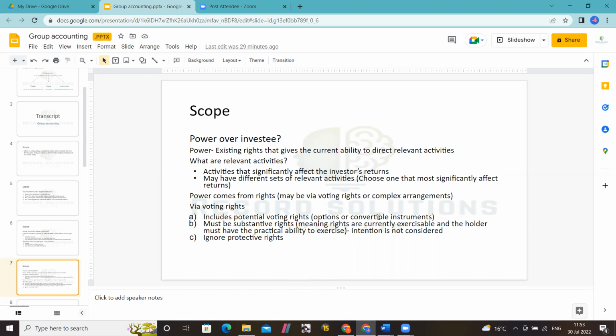However, look at the definition of power. If you don't have the current ability to exercise this option or this convertible instrument, they'll tell you maybe you're also buying preference shares, maybe convertible preference shares.